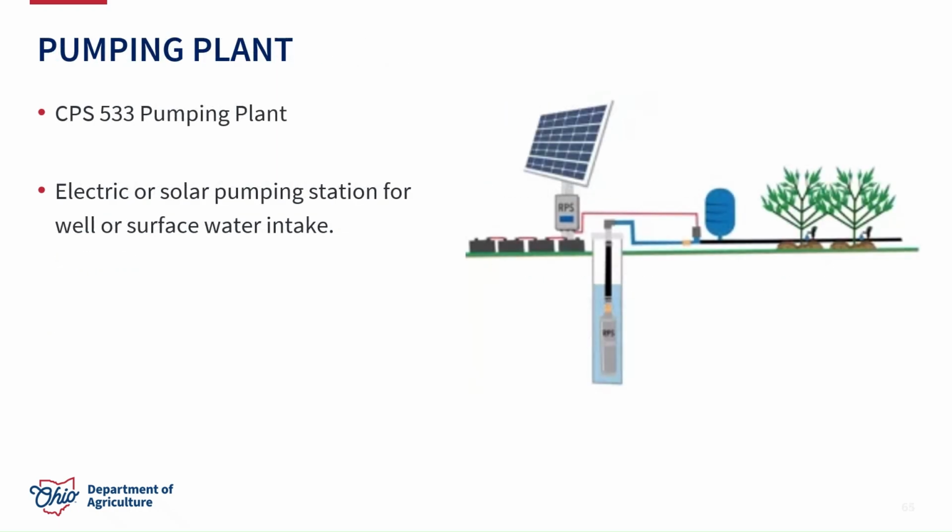If we need to install some sort of pump to energize the system, whether that be an electric or a solar pump in a well or a surface water intake such as a pond intake, Conservation Practice Standard 533 may be used to install that pumping plant.